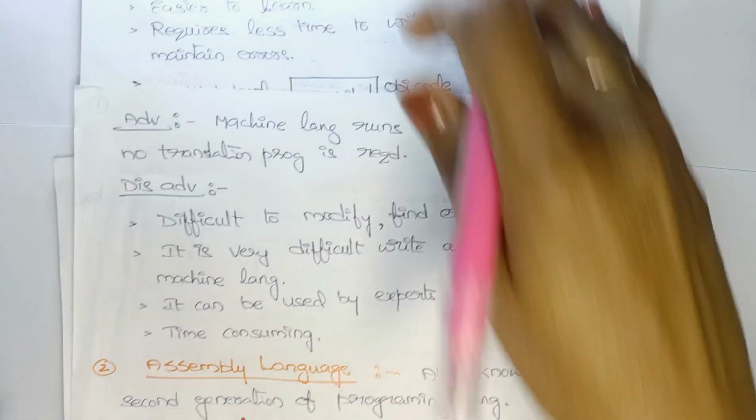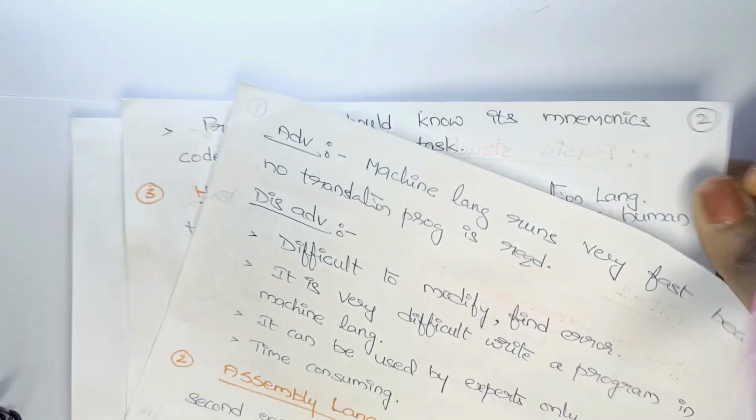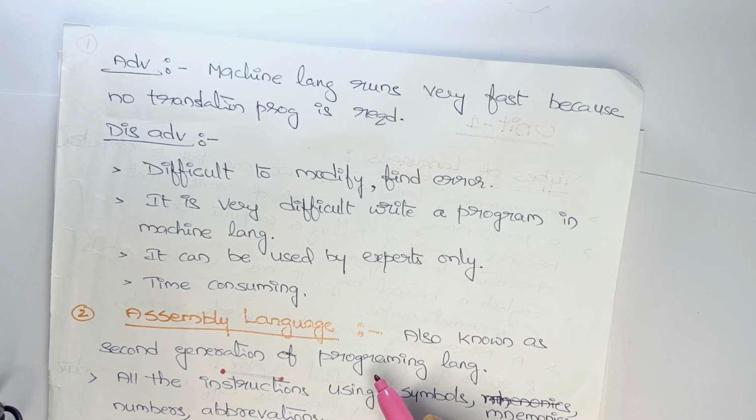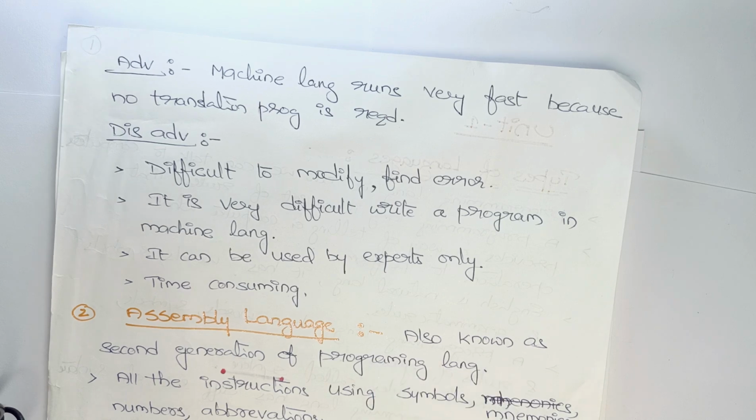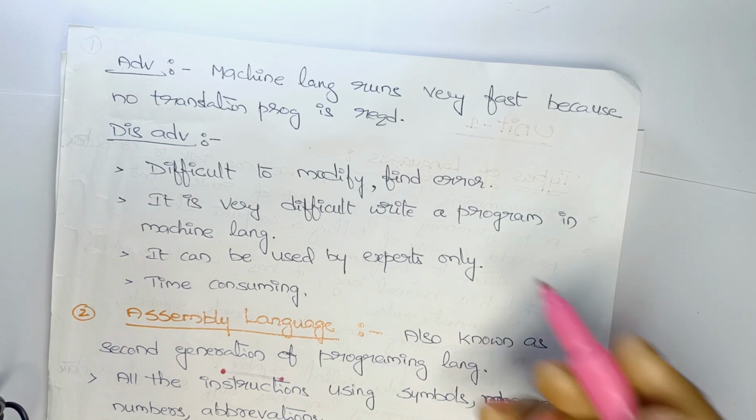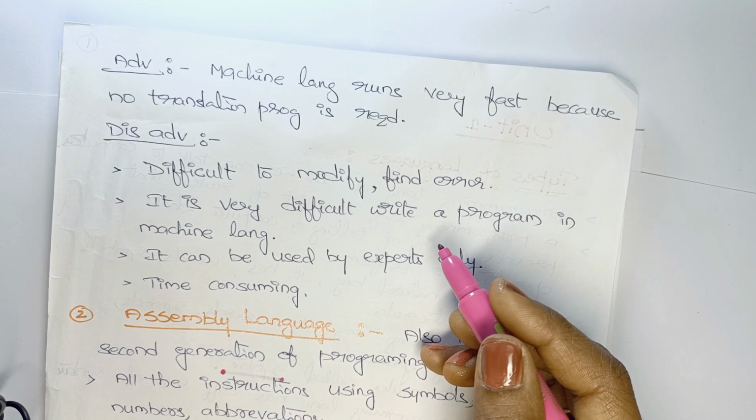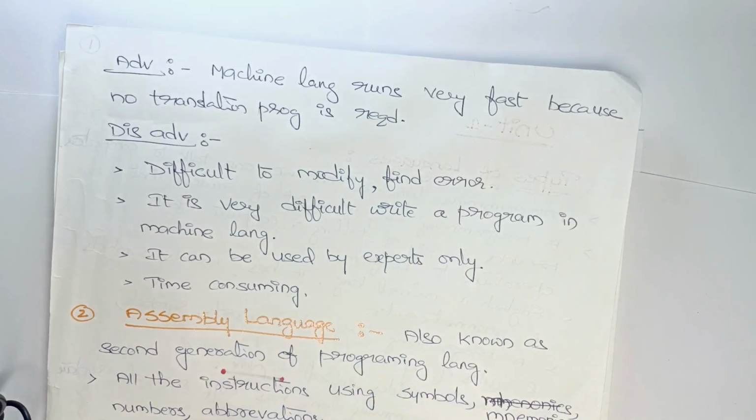Now we will see advantages. Machine language runs very fast because no translation program is required. The machine language code is directly understood by the machine. So here no translator is required. That is the main advantage.